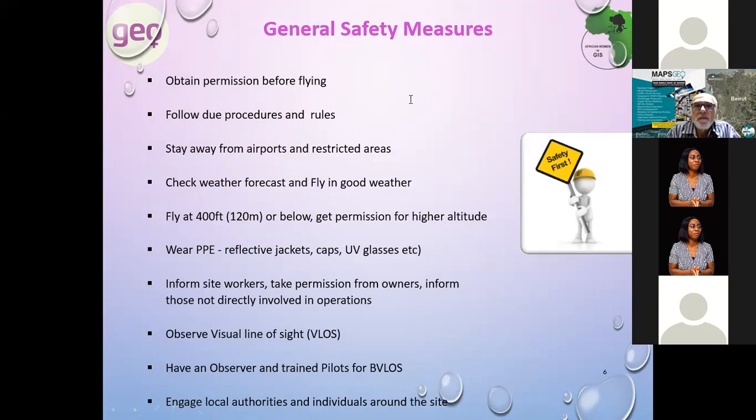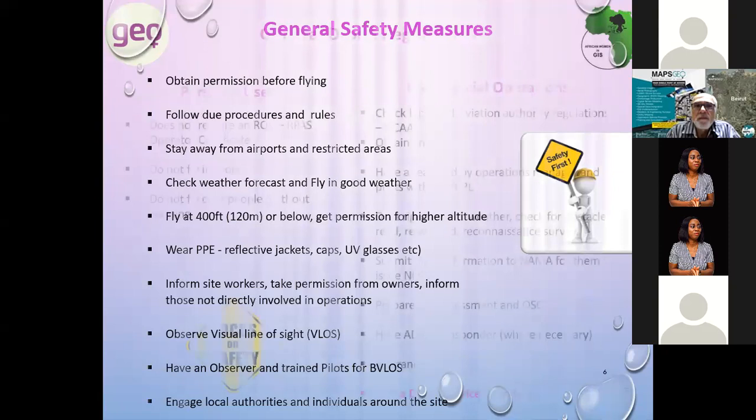Optimally, you should fly at 400 feet, which is about 120 meters. And if you want to go higher than that, you need to get permission. You should wear your PPE, that is your personal protective equipment, such as reflective jackets, scarves, and glasses. You should inform those around you so people don't get startled and then you cause a stampede or you scare people. You should always observe visual line of sight. And if you're certified to fly beyond visual line of sight, you can do that, but you should always have an observer. Then, like I said earlier, engage the local authorities.